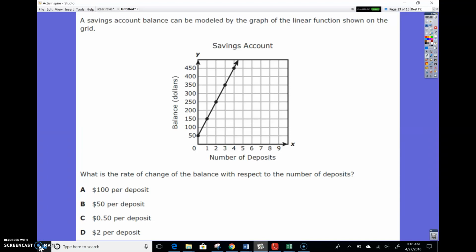What is the rate of change of the balance with respect to deposits? See how they're asking for the rate of change here? All it is, is finding slope. So all I have to do is choose 2 points. How much did it change? I went from 150 to 250, so that's a change of 100 here, and this is a change of 1. So 100 over 1 is equal to 100. You're just looking for change in y over change in x. Now you try the next two on your own.